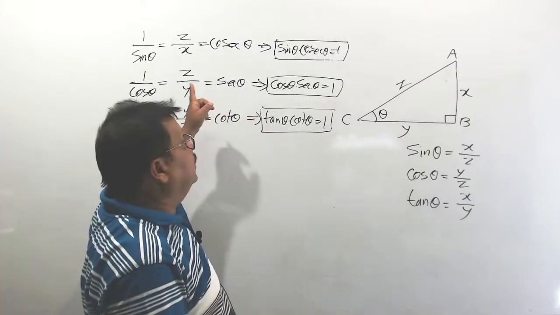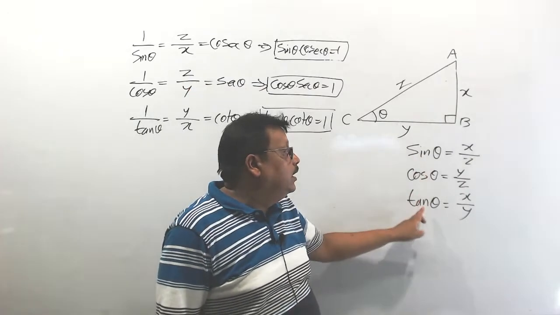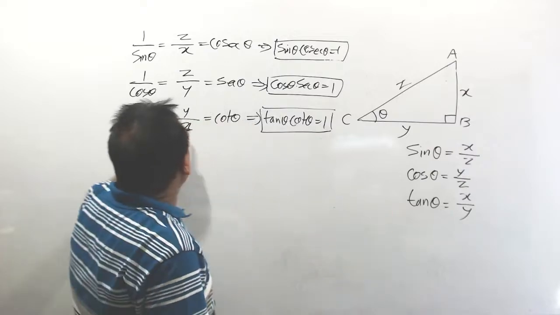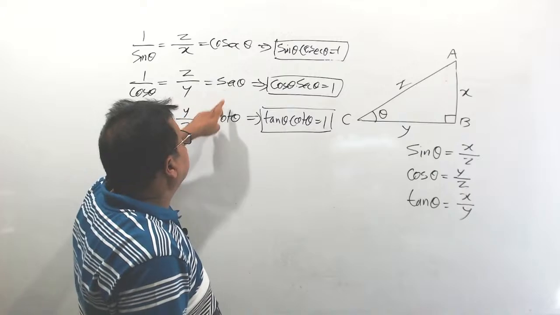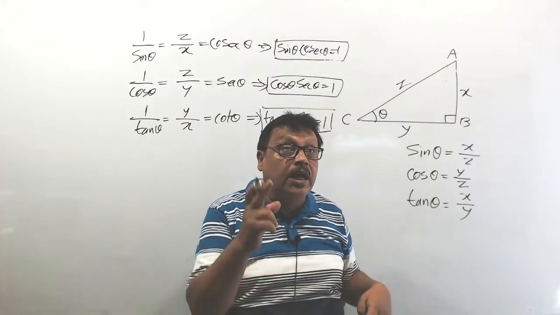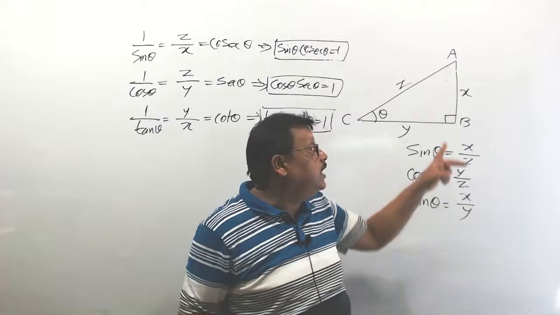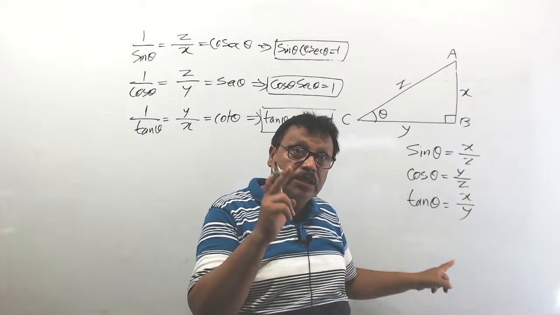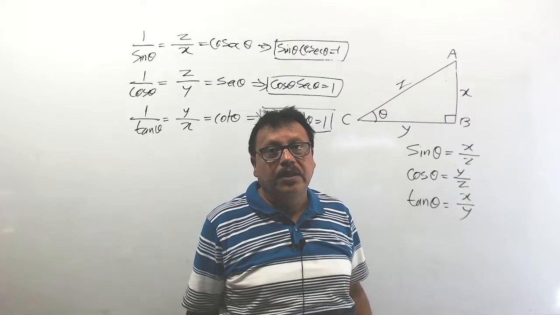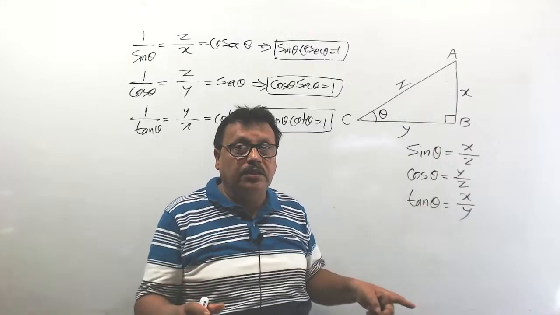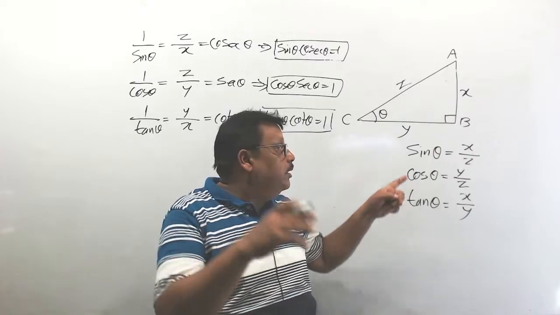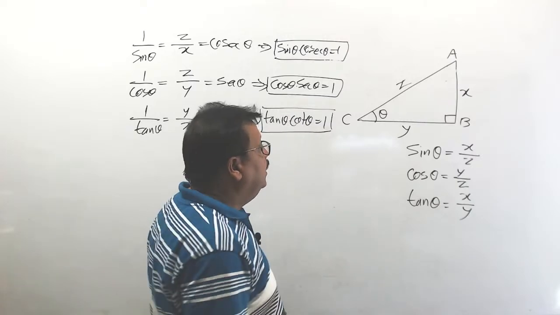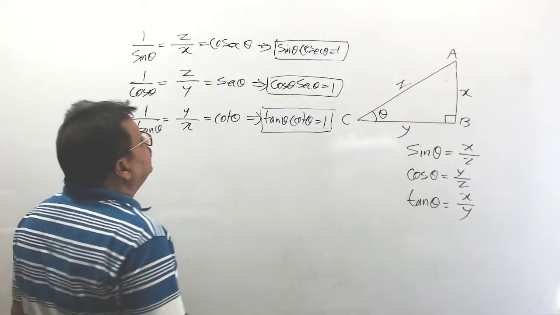Understood? This you will remember. These three are the three pillars of trigonometry, and the reciprocals of these three are cosec, sec, cot, another three pillars of trigonometry. That is six pillars of trigonometry. Trigonometry starts from these six formulas, six ratios. The whole trigonometry depends on these six ratios.